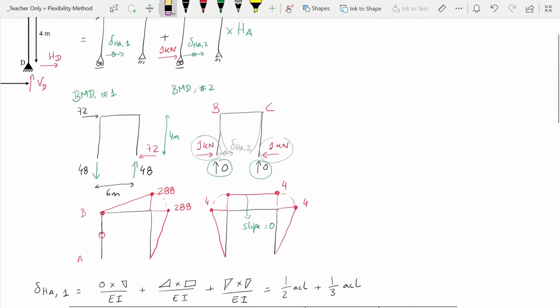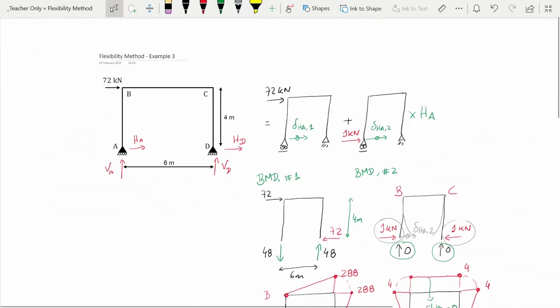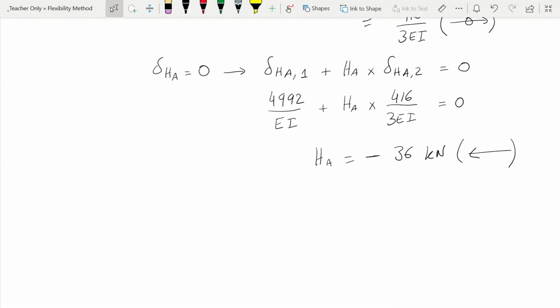Now if you look at the structure from the beginning, which can be a good exercise, it makes sense that that 72 is pushing the structure to the right. The only way the reactions can prevent the structure from moving at A and D is if we push it back to the left. So at the end, always spend a little bit of time to understand if your directions and your positive or negative signs make sense. So minus 36 is good.